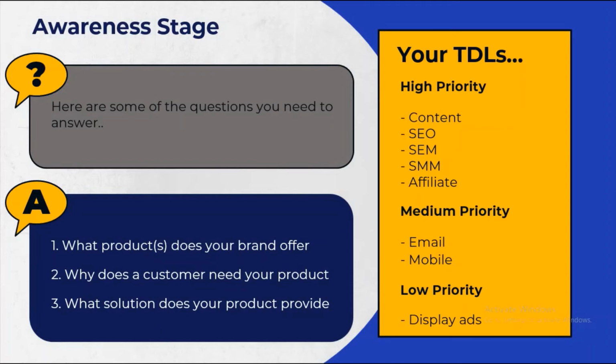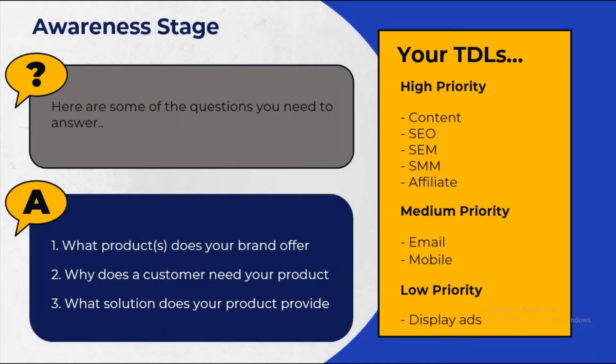And medium priority, after doing all of these things for maybe 3-4 months, you can begin to build your email list, begin to send emails, and then do mobile marketing as well. And of course, the low priority is display ads. That's the last one, Google ads. You can begin to run Google ads, but much later.